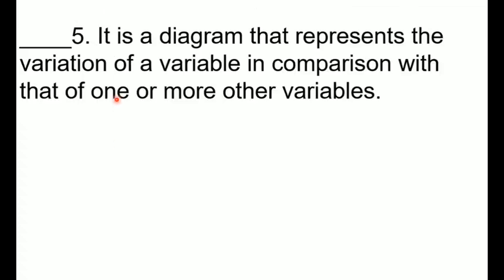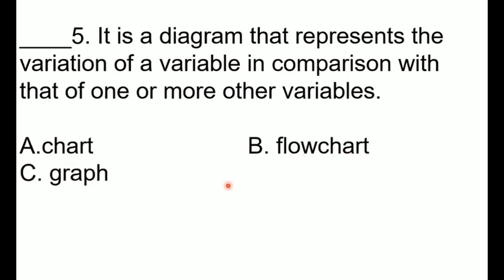Chart. Number 5. It is a diagram that represents the variation of a variable in comparison with that of one or more other variables. A. Chart. B. Flowchart. C. Graph. D. Map. The correct answer is option C.